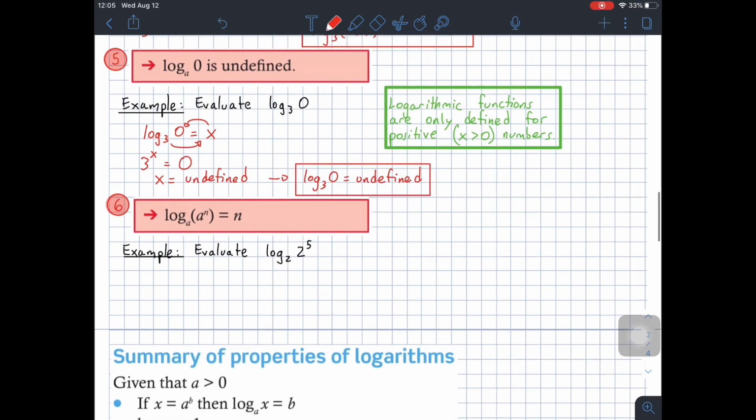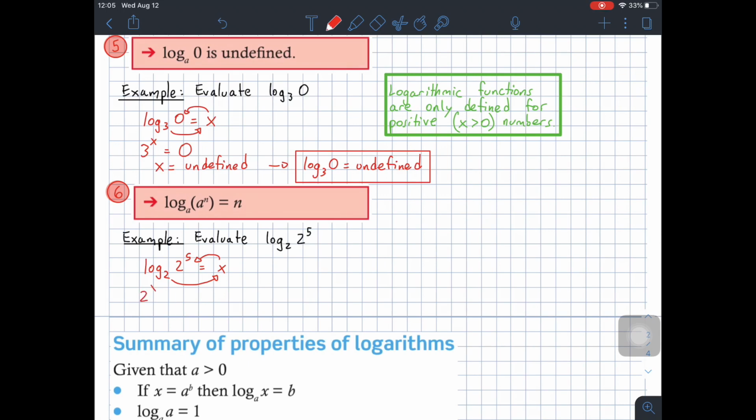We're going to say that this is the same as saying, if I want to evaluate log base 2 of 2 to the power of 5 equals x, right? So same rule. This 2 to the power of x should give me 2 to the power of 5, right? So 2 to the power of x should give me 2 to the power of 5. And since I already have the same base, here we have the answer, x is equal to 5. Okay, so basically, we prove that log base 2 of 2 to the power of 5 is equal to 5.